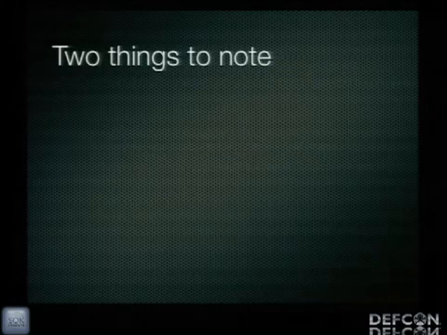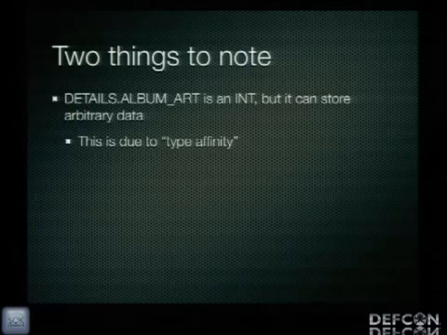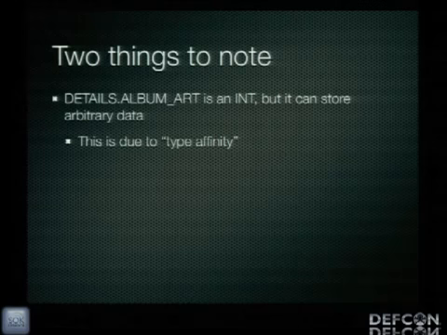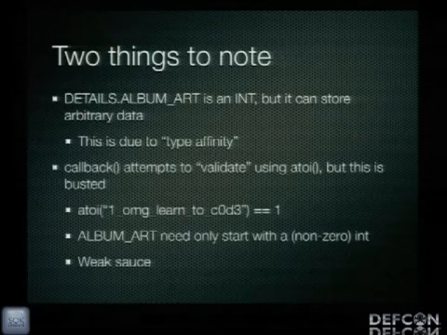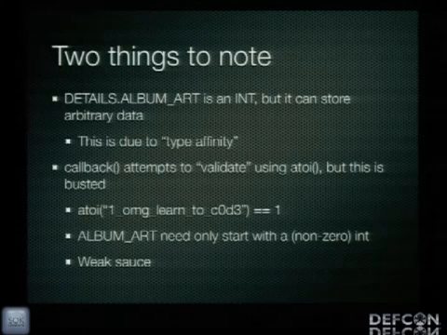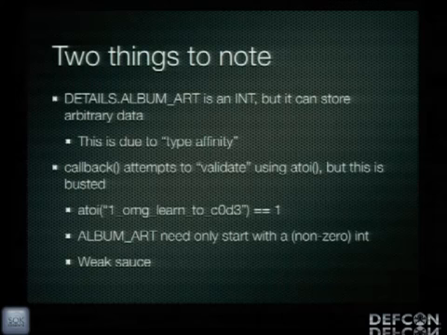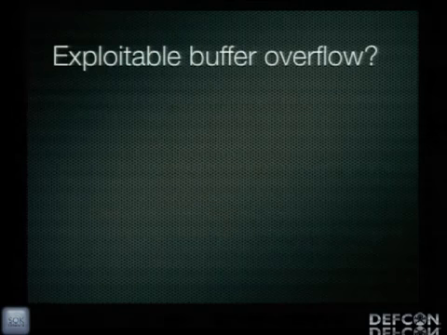And there are a couple of things to note about the fact that album art is an integer. First, due to a feature called type affinity, if SQLite can store the value in that field as an integer, it will. If it can't represent it as an integer, it'll just store the raw bytes, which is awesome because that lets us potentially store a long string in that field. Also, the function we're looking at attempts to validate the result from the SQL query using the A2I function. Now, if you know how A2I works, you know that all you need to do is pass it a string that starts with a number, and everything after the number is ignored. So this is, in fact, no verification at all and is easy to bypass, so no problem there.